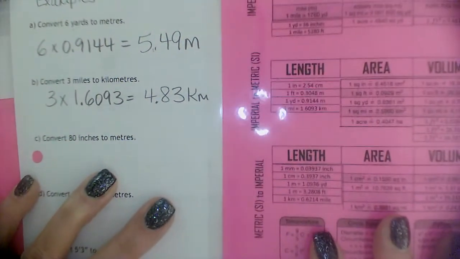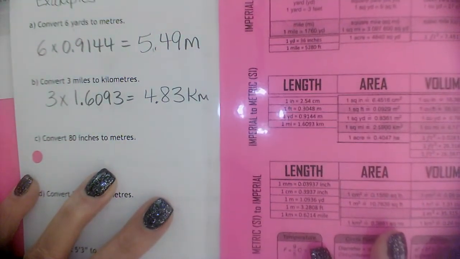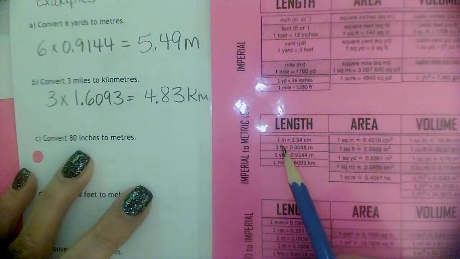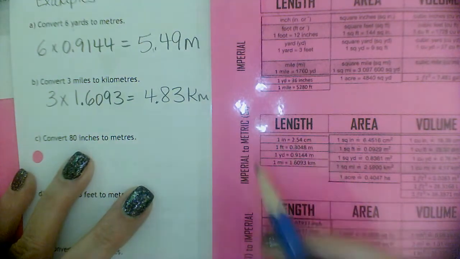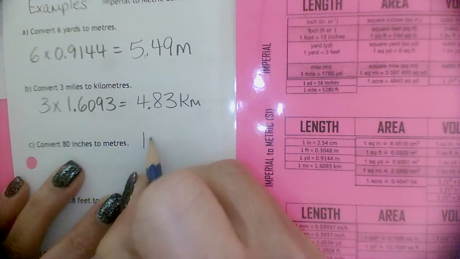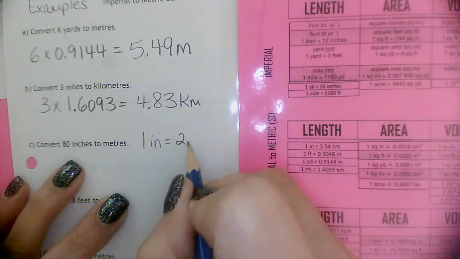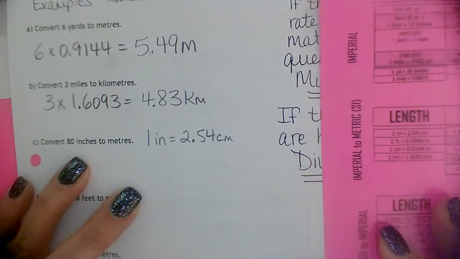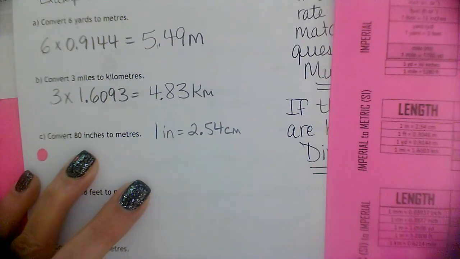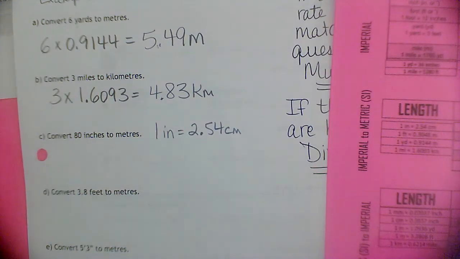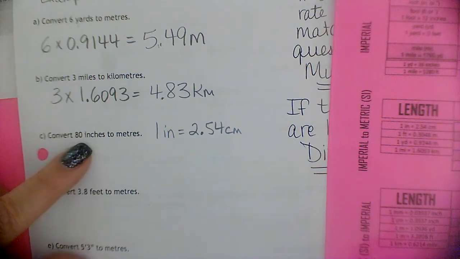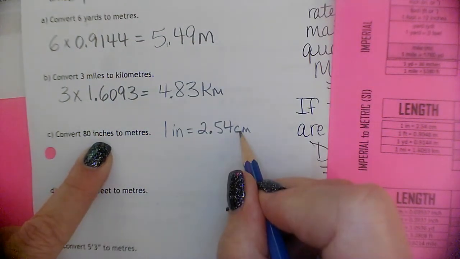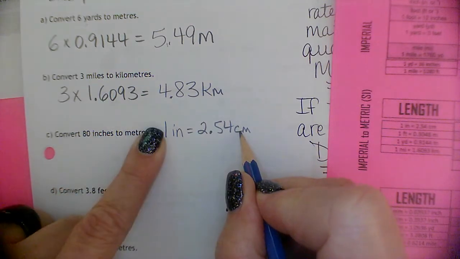All right, we've got 80 inches to meters. Now, if I look at this, the only conversion factor that I have is 1 inch equals 2.54 centimeters. There is no inch to meters on my sheet. So this is one of those ones where you have to do 2 steps. I'm going to take my 80 inches, go to centimeters, and then go from centimeters to meters.